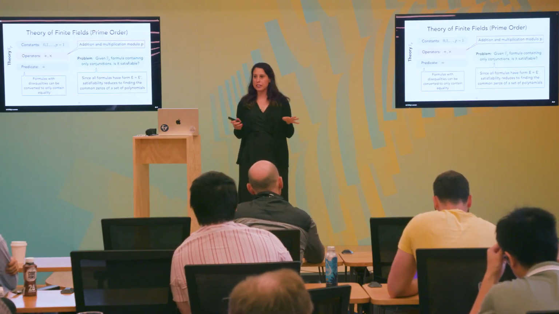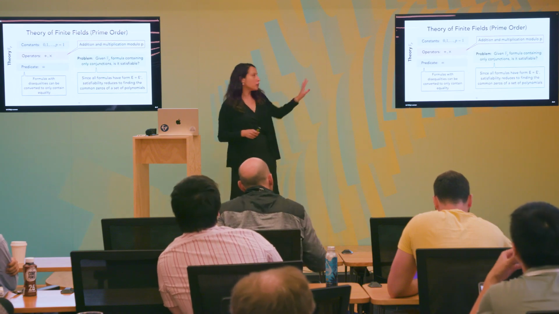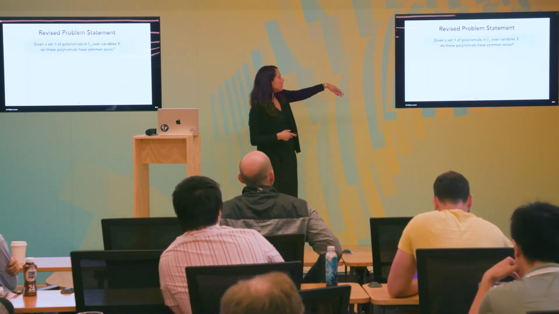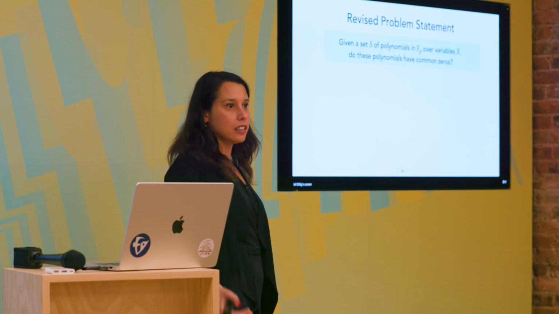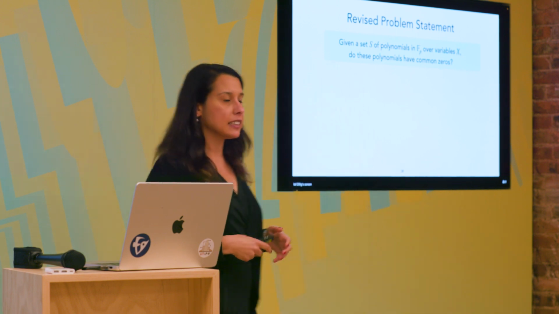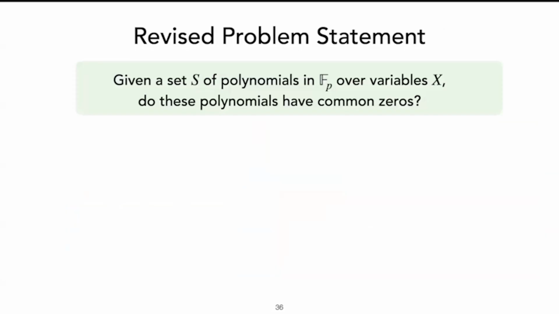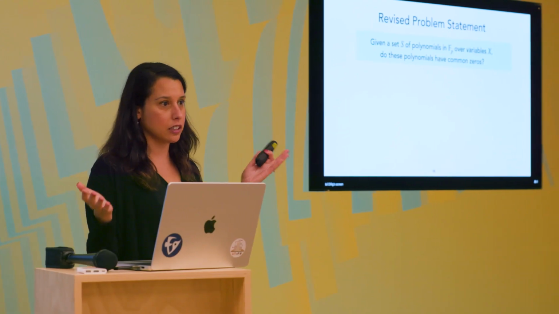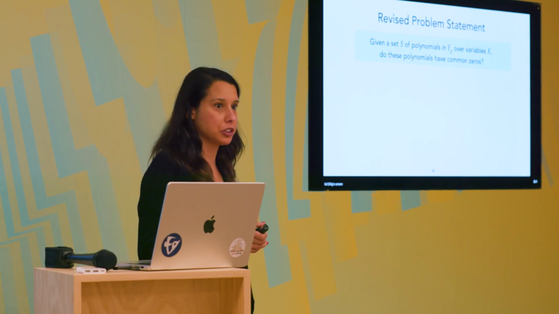Right? Does that make sense to everyone, this reformulation? So basically, if I give you the upshot here, it is that if you take the problem of determining satisfiability, you can have an alternative characterization of it, which is that you're given a set of polynomials in F_p, let's say over variables x. Do these polynomials have common zeros or not? Those are two equivalent characterizations of the problem.